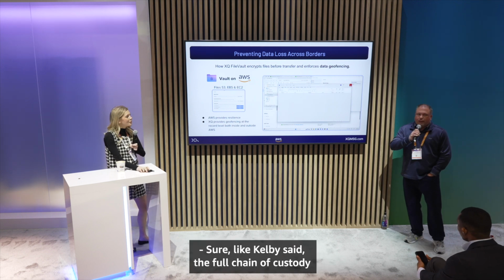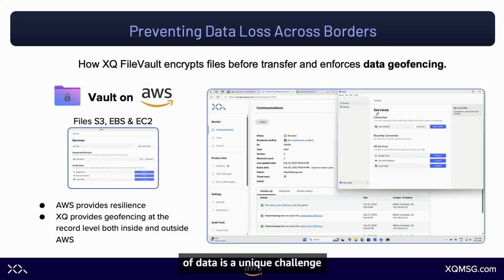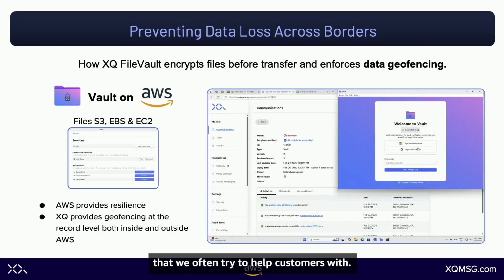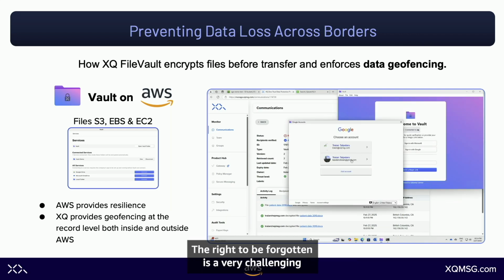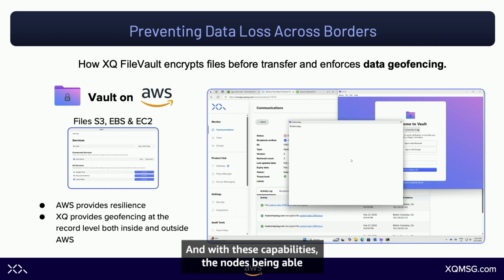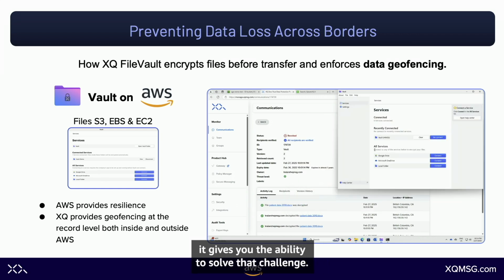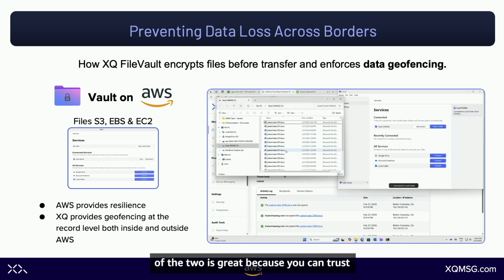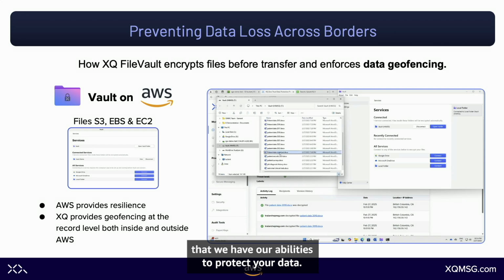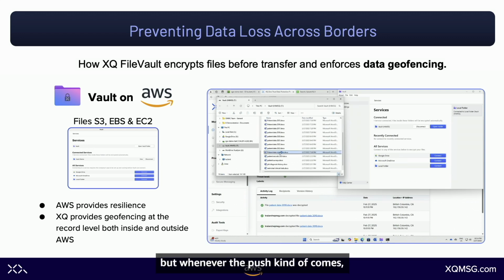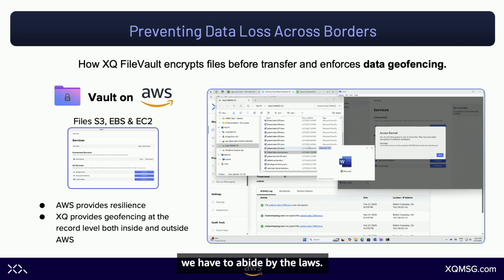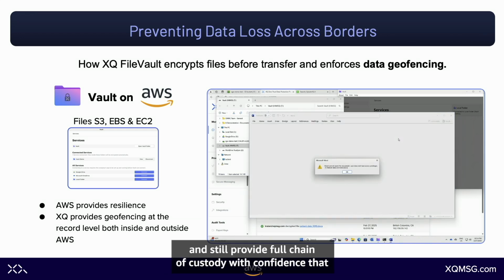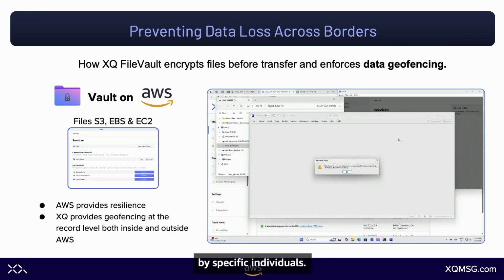Sure. Like Kelly said, the full chain of custody of data is a unique challenge that we often try to help customers with. The right to be forgotten is a very challenging situation as well. And with these capabilities, the nodes being able to be installed in local areas, it gives you the ability to solve that challenge. And it's pretty unique because the combination of the two is great because you can trust that we have our abilities to protect your data. We don't often turn it over, but whenever the push kind of comes, we have to abide by the laws. Now you have the reassurance that you can actually protect your assets and still provide full chain of custody with confidence that that information has or hasn't been accessed by specific individuals.